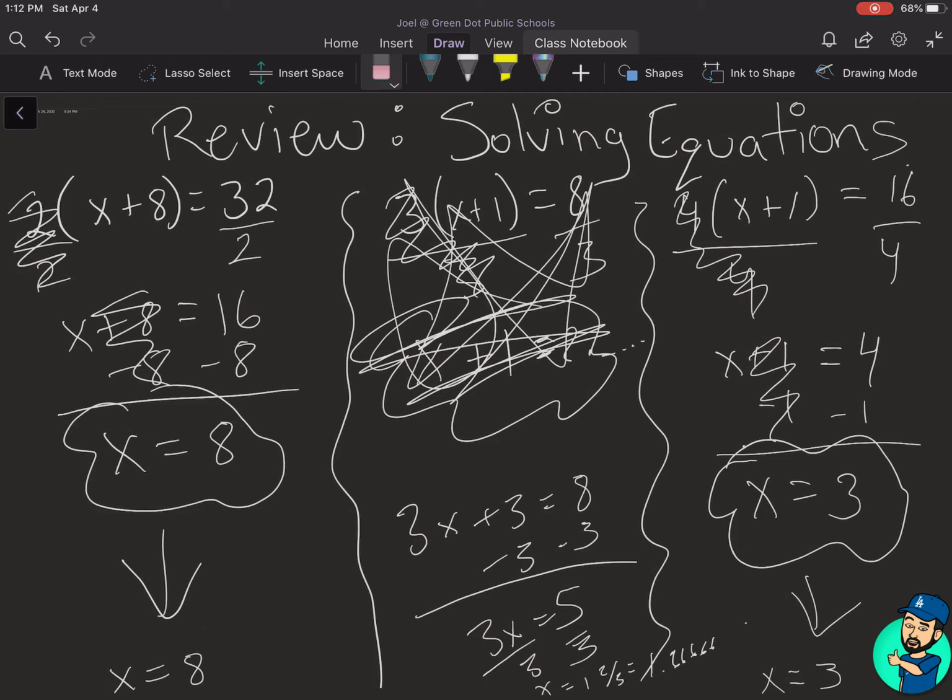So there's going to be times when you are going to be able to use it. You just got to check the number outside the parentheses and the number after the equal sign to see if it would divide equally and get a whole number evenly.